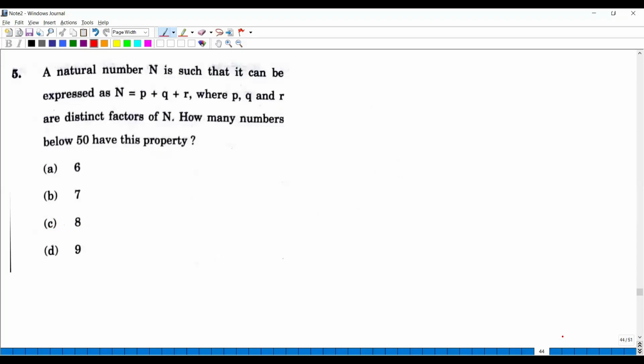Now these are the difficult questions. A natural number n is such that it can be expressed as n equals p plus q plus r, where p, q, r are distinct factors of n. How many numbers below 50 have this property? So first of all, you need to take n value as more than 3, because these are distinct. If p is 1, q is 2, r is 3, the minimum value will be 6. And this happened to be the factors of 6. So luckily you're getting 6 equals 1 plus 2 plus 3 and these are the factors of 6.